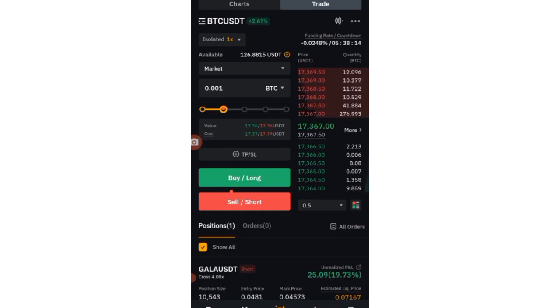So unlike what we saw in spot, where you can only buy, in futures you can long, and you can also short. If you long, you are predicting that the price will go higher and you will be in profit, while if you short, you are predicting that the price will go lower and you will also be in profit. So that's how it works, simple.